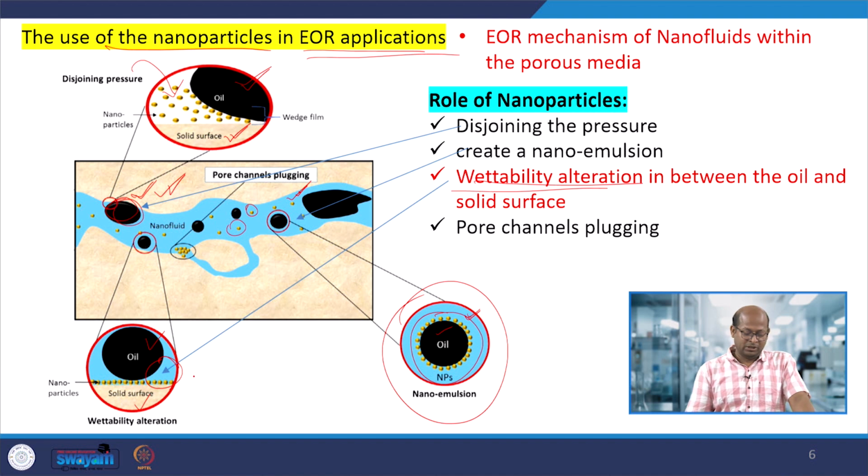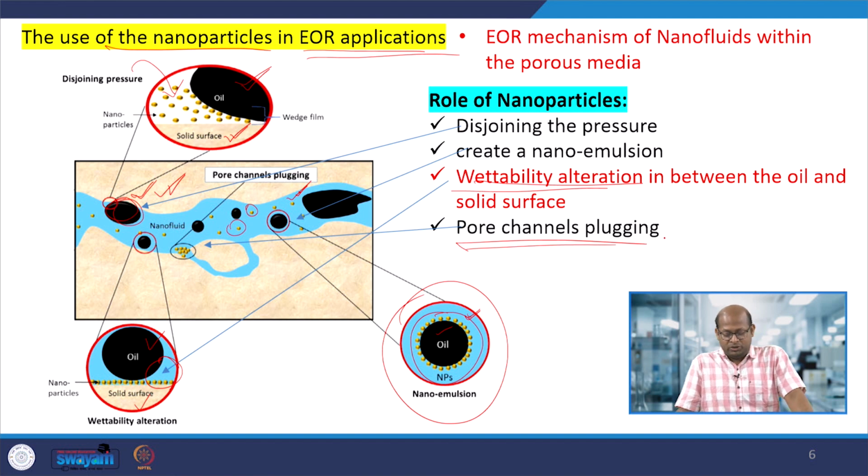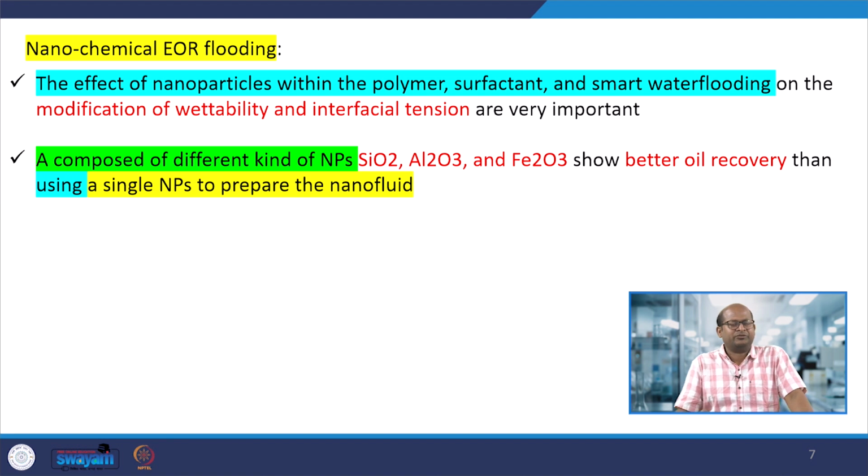So nanoparticles this way change or reduce the wettability between oil and the solid surface or the sands. In that way it can improve oil recovery, meaning we can get more oil. Also it can plug pore channels. There are many channels, and they would be plugged by the nanoparticles.